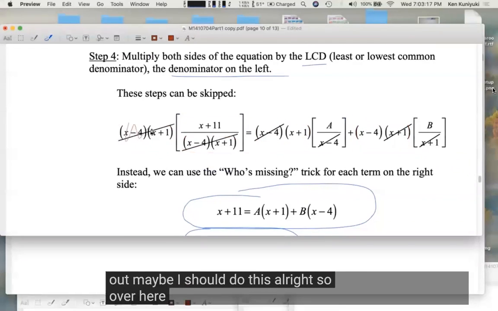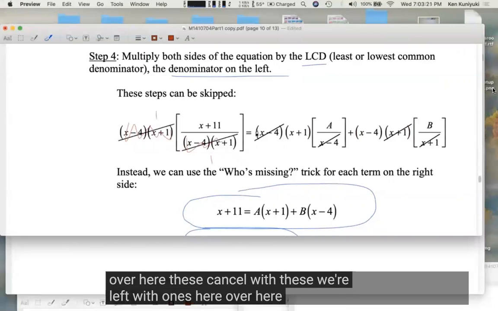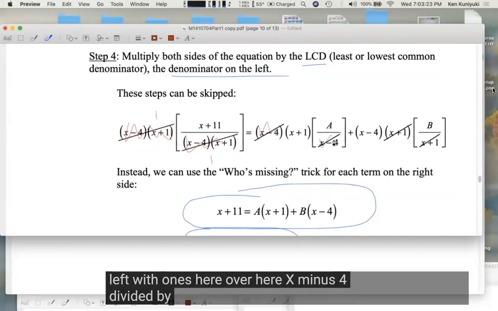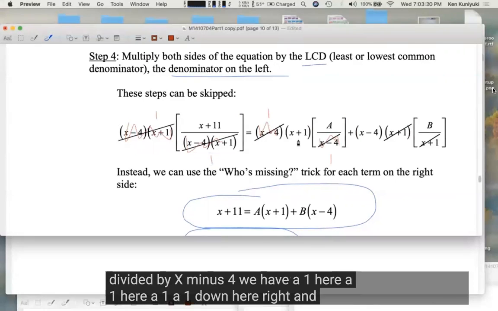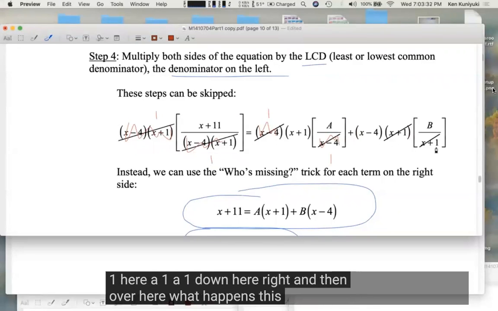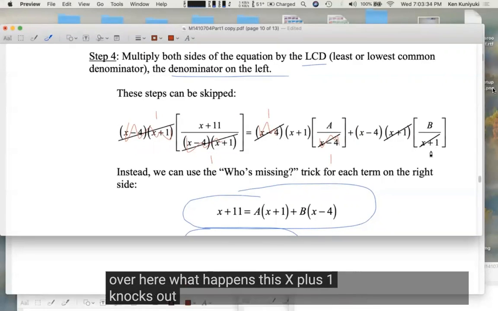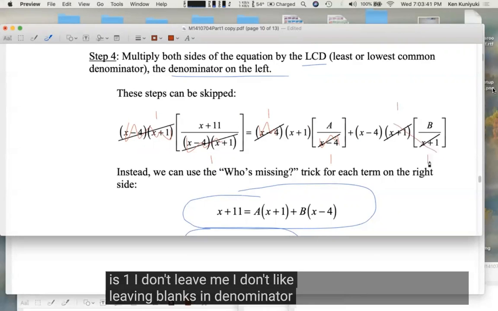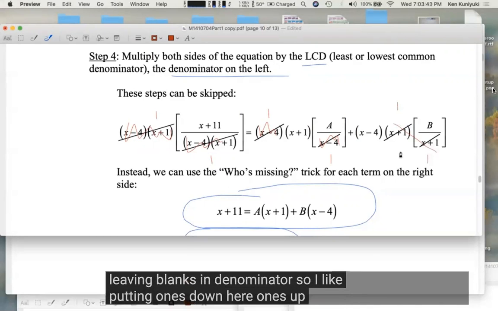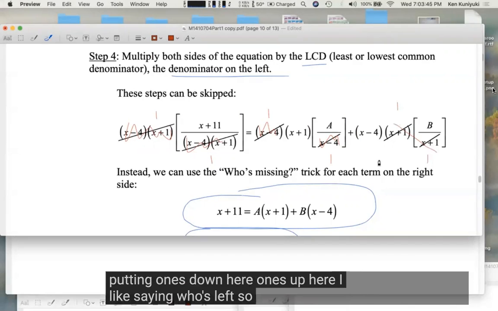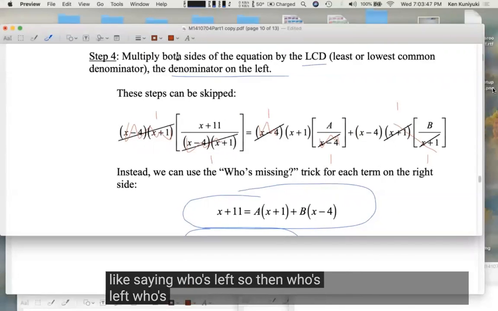All right, so over here, these cancel with these. We're left with 1s here. Over here, x minus 4 divided by x minus 4. We have a 1 here, a 1 here, a 1 down here, right? And then over here, what happens? This x plus 1 knocks out this x plus 1. Their quotient is 1. I don't like leaving blanks in denominators, so I like putting 1s down here, 1s up here. I like saying who's left. So then who's left? Who's left?